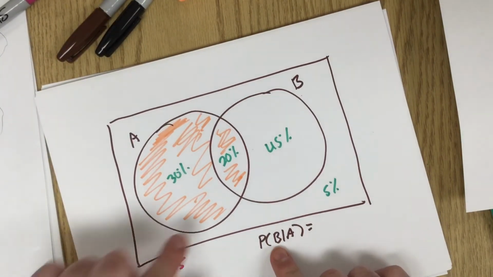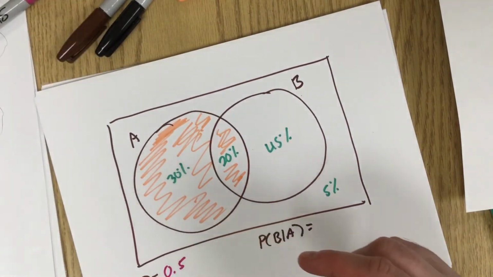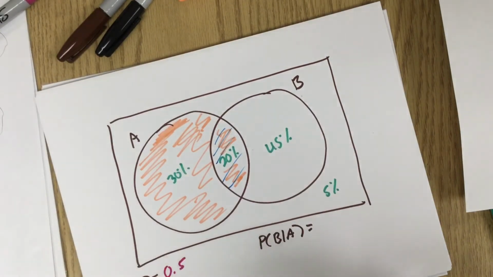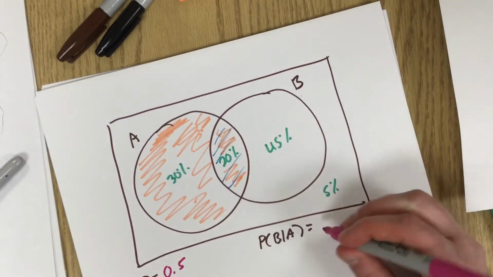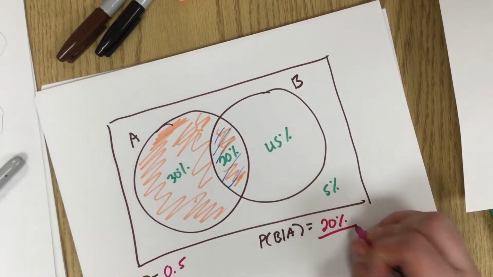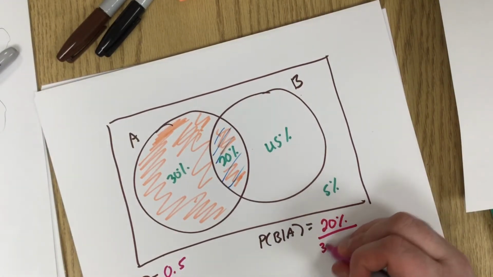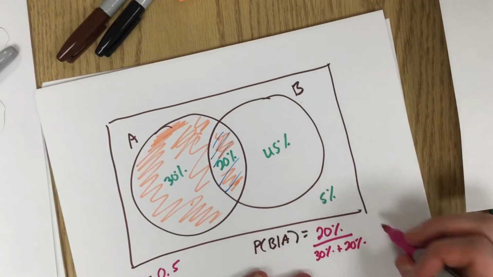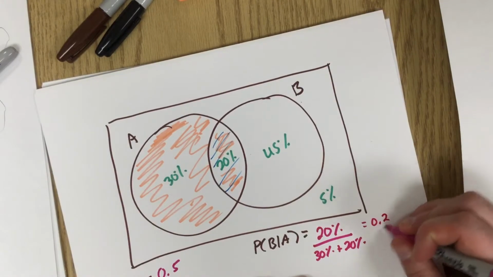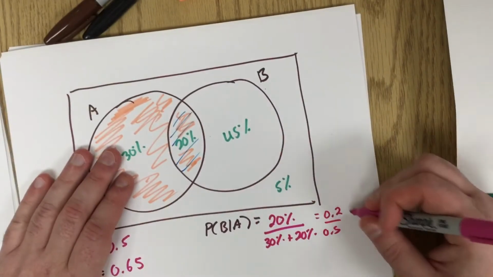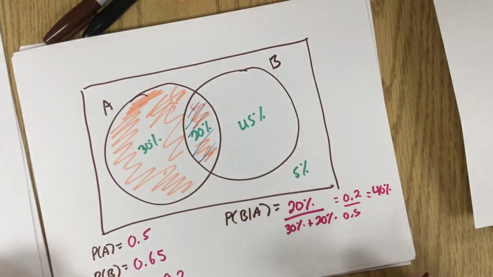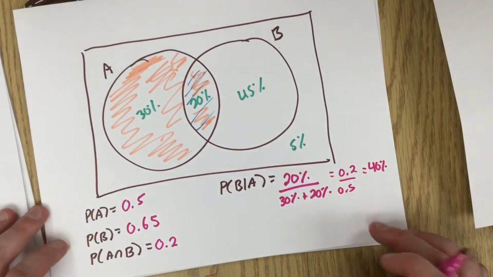And the probability of B happening, so this area over here, this is the area with an A that's also a B. So it's going to be 20% over the 30% plus 20%. It's going to be the B part over the whole A part, which is going to be 0.2 on 0.5, which is 40%. So the probability of B, given that A has happened, is 40%.